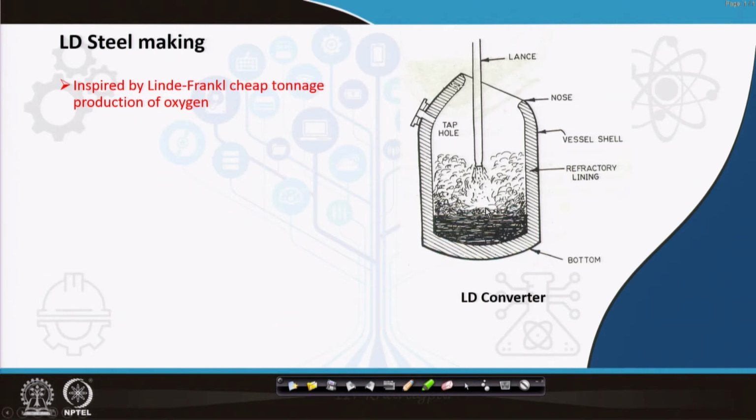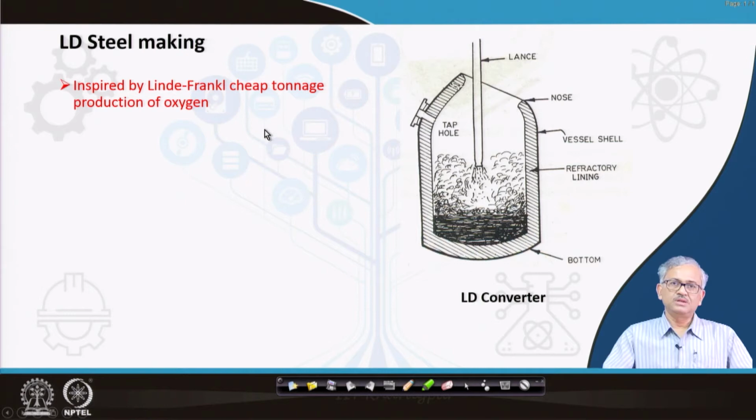So, I will say that when the Linde-Frankel process came, it produced cheap tonnage oxygen. Immediately after that this LD process came, because people knew that if I use oxygen instead of air, then I can alleviate the problem of nitrogen in steel. And also the methodology of charging the gas changed, that is the oxygen is charged from the top, and it has some meaning because it forms a lot of emulsion where the kinetics become very fast. So, the Linde-Frankel process was responsible for LD to take off.